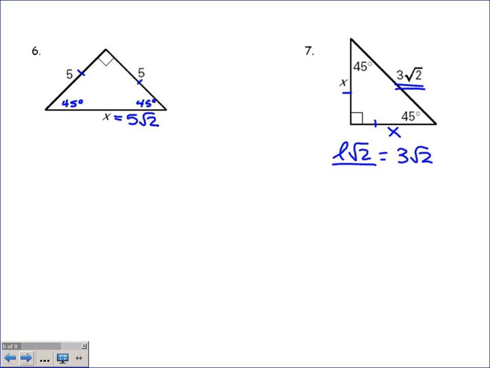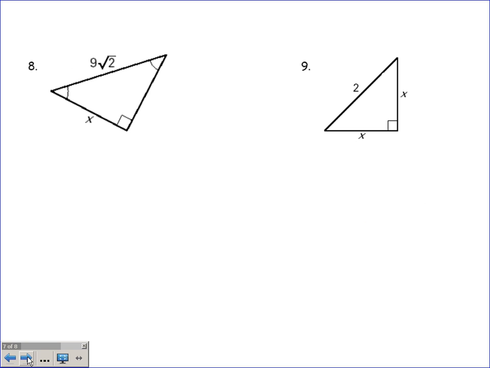We'll divide both sides by the square root of 2. Those will cancel, and L, or I guess x, that length, is going to equal 3. I'm just showing you algebraically how to do this correctly as we go along. Any questions up through 7? Okay, number 8.